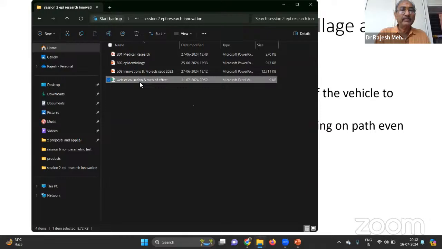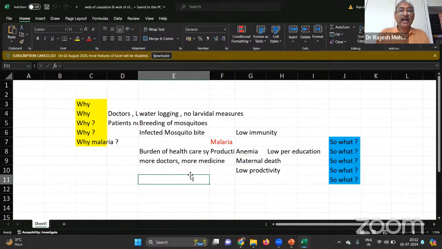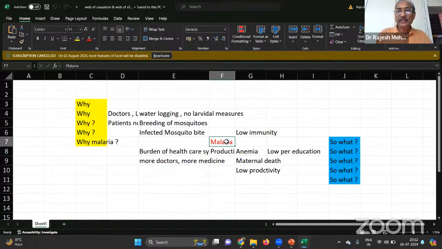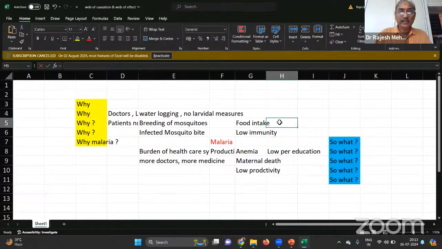I just want to share the web of causation and web of effect. This is how you will be preparing it, doing it in a smaller way, but it will be a bigger one. Let's say in the center there is malaria. Remember and understand, there is malaria. Then you ask the question, why malaria? Then you will have answers like infected mosquito bite, low immunity. Then the next question is, why infected mosquito bite and why low immunity? Then you will have certain answers like food intake, there is some problem. There may be a problem of fewer vitamins and minerals.